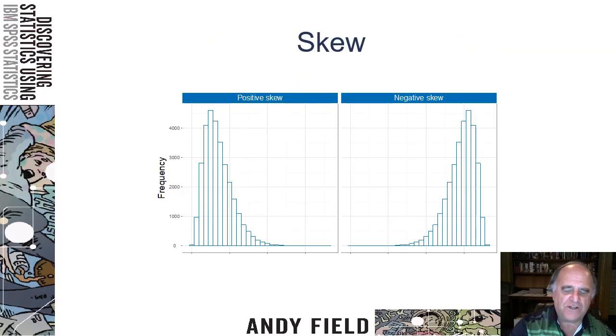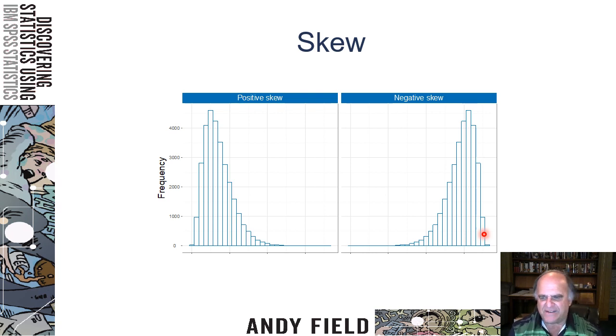But here we look at two different kinds of skew. I always think these are backwards, right? I always think this should be positive skew, this should be negative skew. But don't let me confuse you, it's not. These are labeled correctly. So this is positive skew. The data is sort of piled up like a snowbank to the left-hand side. And this is negative skew. The data is piled up like a snowbank to the right-hand side. So one is positive skew and one is negative skew.